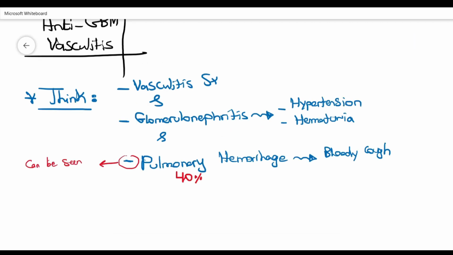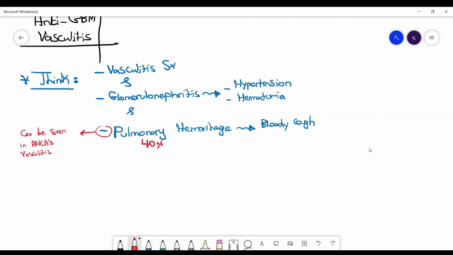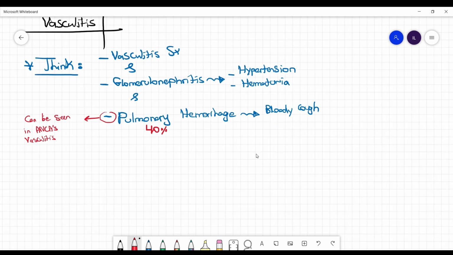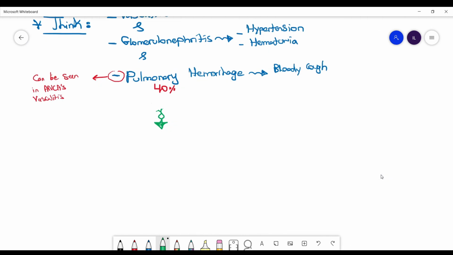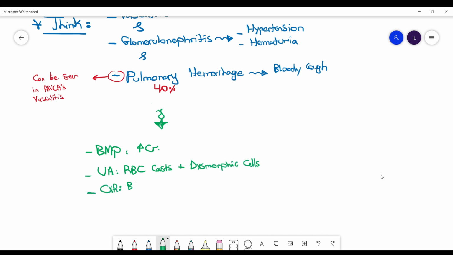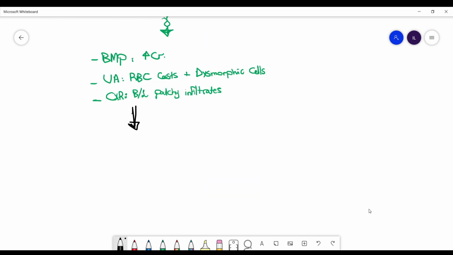Note that pulmonary hemorrhage can be seen in ANCA vasculitis patients as well, but it is more common in Goodpasture disease. So after you suspect anti-GBM vasculitis, you need to do some blood work, and this includes BMP, looking for creatinine for glomerulonephritis, followed by urine analysis with RBC casts and dysmorphic RBCs from the glomerulonephritis as well. And on the chest X-ray, they will have bilateral patchy infiltrates.